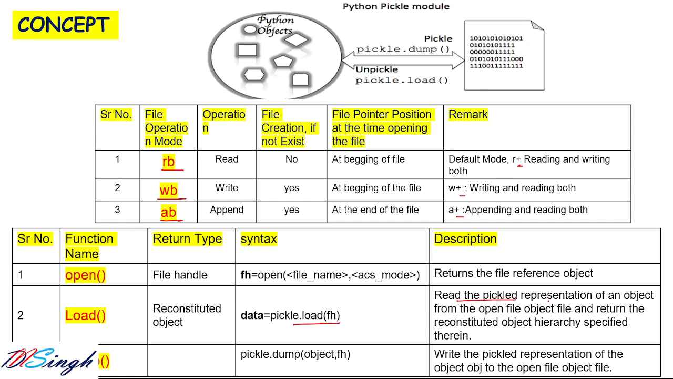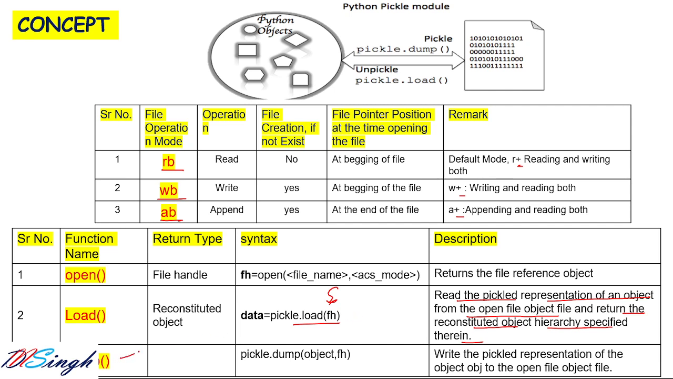It reads the pickle representation of an object from an open file and returns the reconstituted object hierarchy specified therein. So it reconstitutes the object in its original form: if it was a list in the start, that will be reconstituted to the list. If it was a dictionary while writing, then that will be reconstituted to the dictionary. So this is the job of the load function. It takes one argument, and that is the file handle, or file reference, or file pointer.